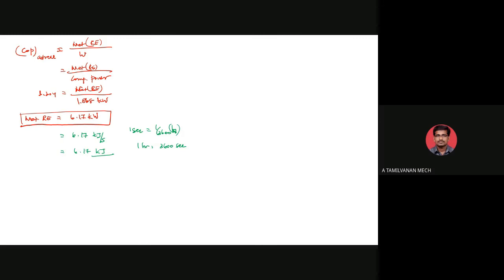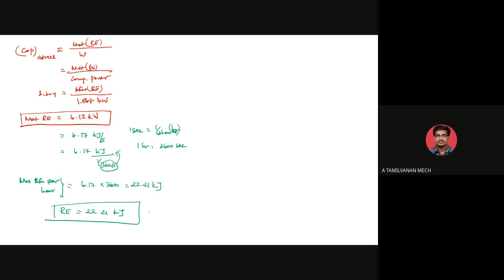So simply you divide by 1 by 3600. After the substitution, the net refrigeration effect per hour is equal to 6.17 into 3600, because the 3600 goes to the numerator side, which is equal to 22.21 kilojoule. So the refrigeration effect is 22.21 kilojoule. Otherwise, we can write it in terms of kilowatt, which is 6.17 kilowatt.